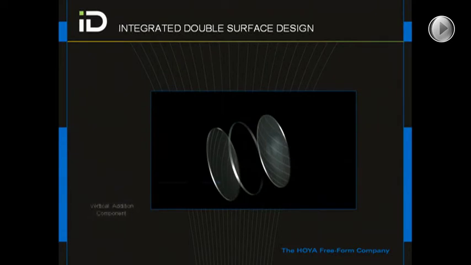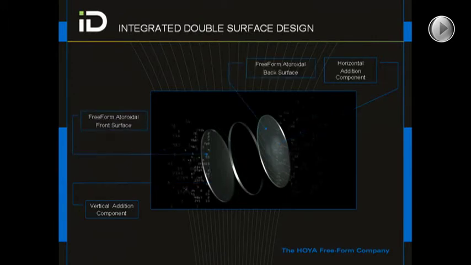Now, to best understand the ID series of products, you need to first be familiar with the integrated double surface technology. As the name implies, both surfaces of the lens are utilized to deliver an integrated design. IDS first considers the prescription and frame data to calculate a unique design that first isolates the design into two primary components and then distributes them to either side of the lens.